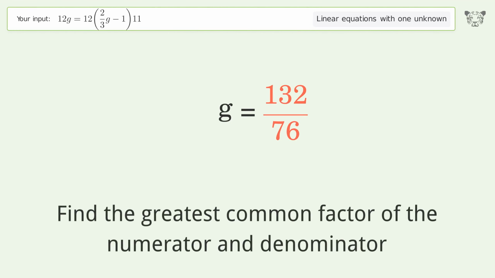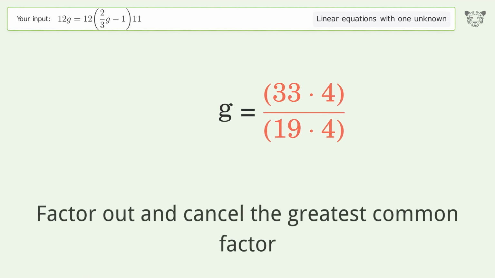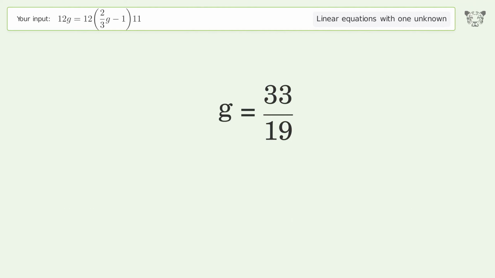Find the greatest common factor of the numerator and denominator. Factor out and cancel the greatest common factor. And so the final result is g equals 33/19.